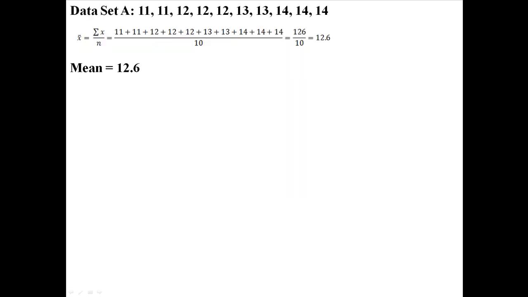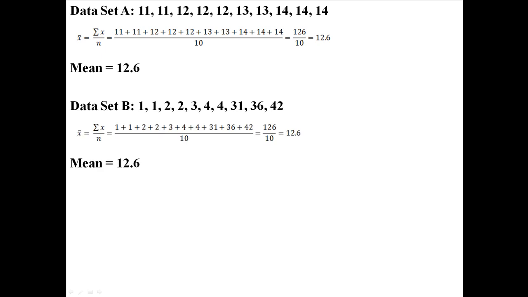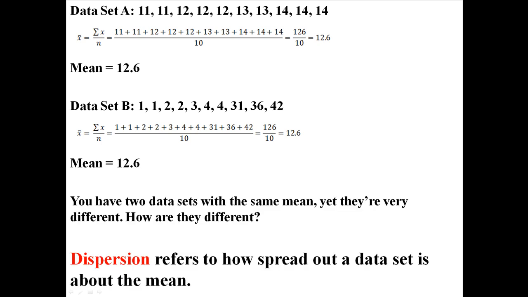So let's begin. Now imagine you have this first data set that has a mean of 12.6. And everything in the data set is pretty similar, you know, 11, 12, 13, 14, they're all pretty close together. Now imagine we have this next data set that also has a mean of 12.6, but the data set is very spread out. It starts at 1, 1, 2, goes up to 31, 36, 42. We come up with the same mean, but the data set is very different. So how are they different?